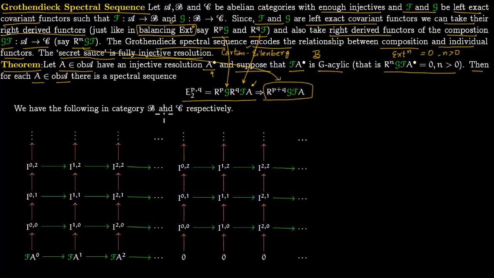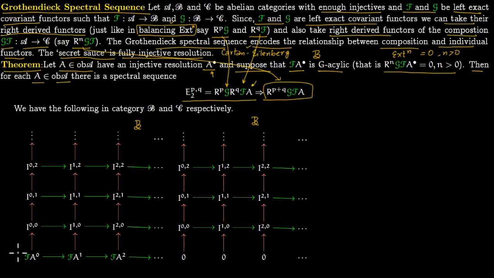Start with working in categories B and C. Say this is category B. You have our complex, this A, and you apply functor F to it. So you get FA0, FA1, FA2. Again, we applied the functor Hom here when we were discussing the lecture on balancing Ext. And then you take an injective resolution like this. For FA1, again take an injective resolution like this. For FA2, you take an injective resolution like this. This resolution is essentially the fully injective resolution, or the Cartan-Eilenberg resolution.